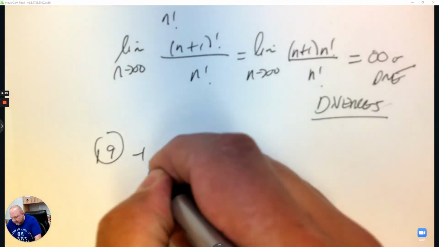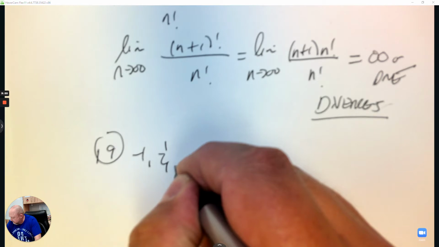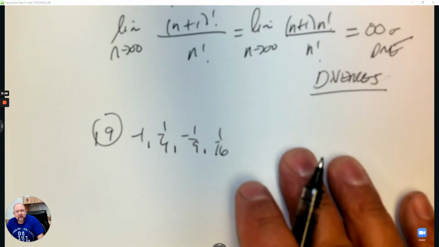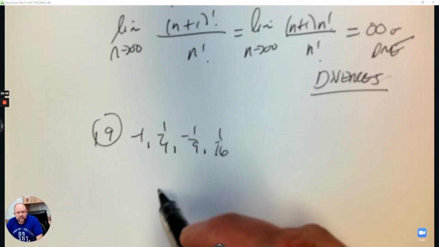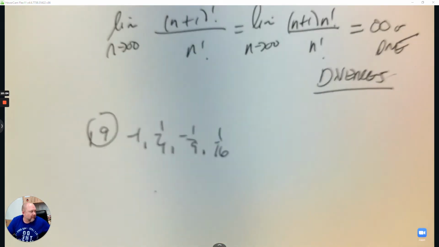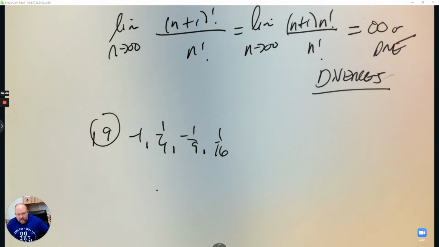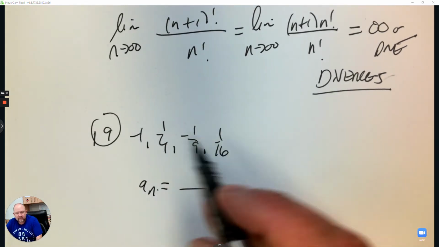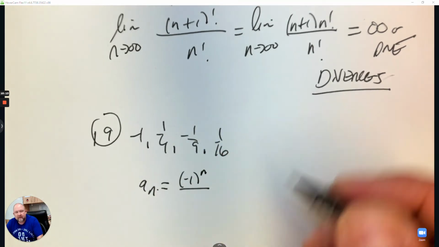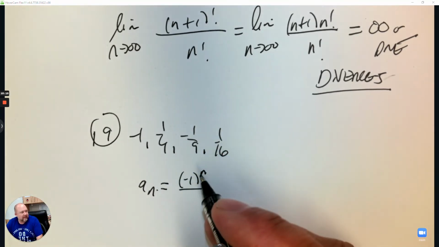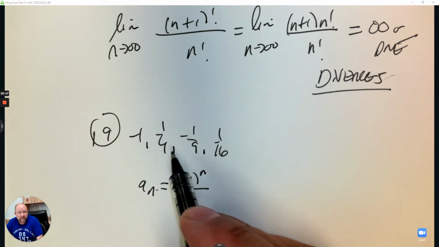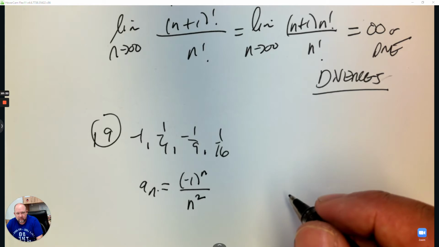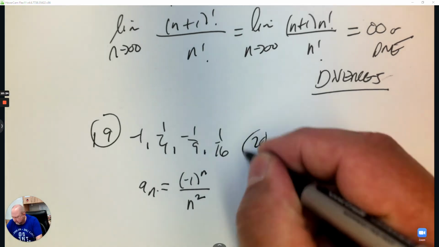Number 19. So we have negative 1, 1/4, negative 1/9, and 1/16. So then we're thinking, what is a rule that I can use? These can be kind of tricky. So I know that it oscillates negative, positive, negative, positive. That will allow it to go negative, positive, negative, positive. And when I look at the denominators, 1, 4, 9, 16, those are perfect squares. So that would be what it would look like. I know it's tricky.